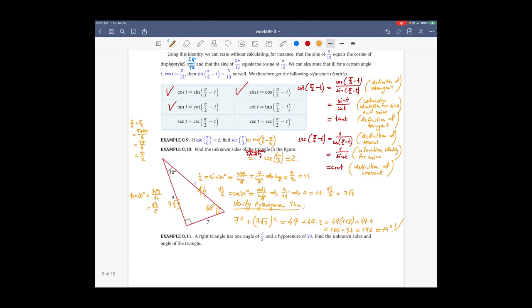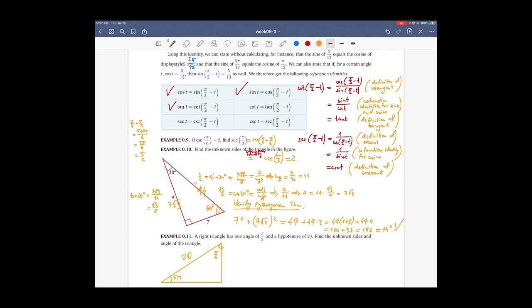Now, in the next problem, we are given that a right triangle has one angle of pi over 3, which, by the way, immediately implies that the other angle is pi over 6. Because remember, the two acute angles in a right triangle must add up to pi over 2. We know hypotenuse is 20.